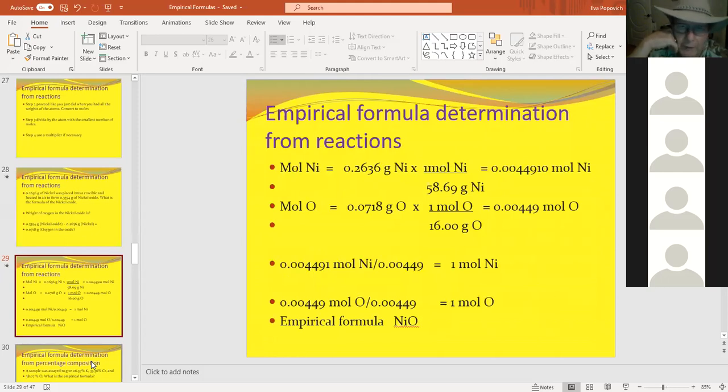Do the nickel out. I get 0.00491 moles of nickel. I do the oxygen. I get 0.00449. It doesn't matter. You can look at this and realize it's the same amount of moles. Therefore, it's a 1-to-1 relationship. My empirical formula is NiO.